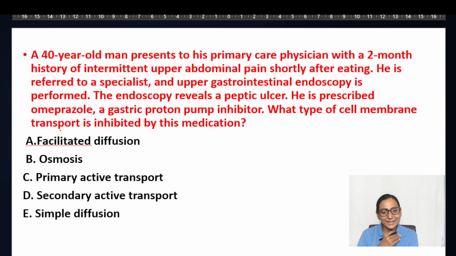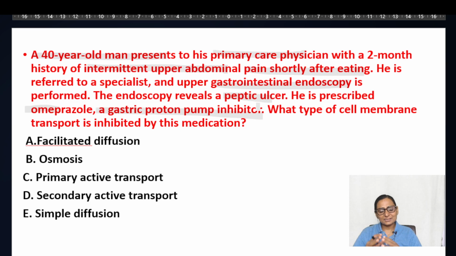So let's do a brainstorming with an important case-based MCQ. A 40-year-old man presents to the primary care physician with a 2 months history of intermittent upper abdominal pain, especially shortly after eating. He is referred to a specialist. He went for a gastrointestinal endoscopy, which revealed a peptic ulcer, for which he was prescribed omeprazole, which is a gastric proton pump inhibitor.